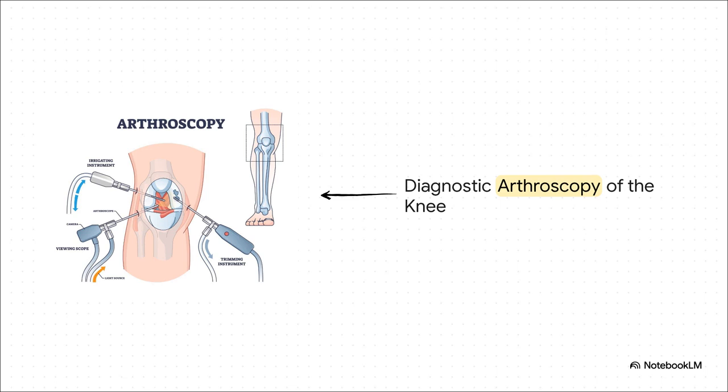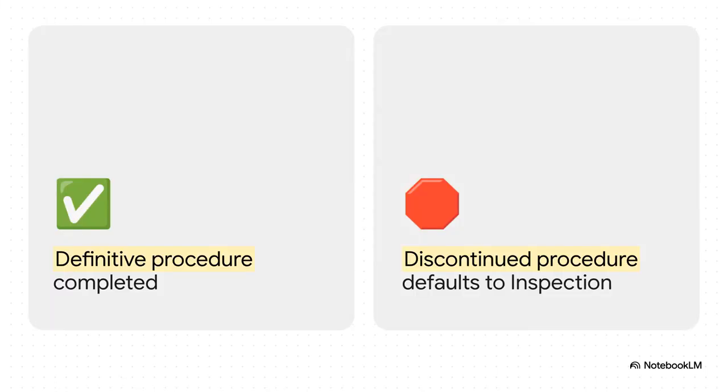Manual exploration, on the other hand, is exactly what it sounds like. Direct feeling or palpation, maybe during something like an exploratory laparotomy. Now, here's a massive coding trap you've got to watch out for. What happens if a procedure, like, say, a colonoscopy, is discontinued before another root operation actually happens? Maybe the scope only makes it to the sigmoid colon and they have to pull the plug. Well, it defaults to inspection. Since the planned definitive procedure didn't happen, we just code the examination that actually occurred.